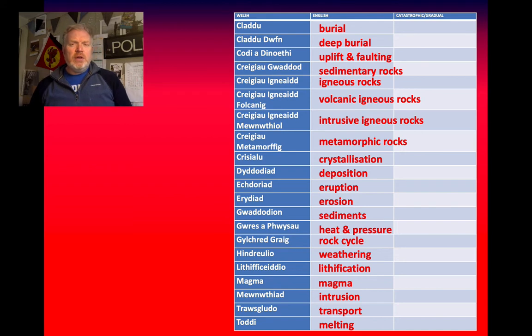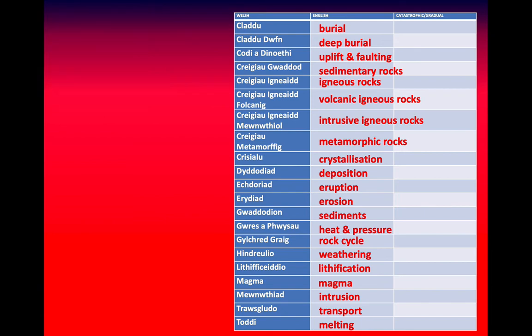So those are all the English terms for our rock cycle. Now, don't worry about the different rock types. So igneous rock, sedimentary rock, metamorphic rock, sediments, that type of thing. Think about the processes, the things that actually change these rocks. Are they catastrophic or gradual? Which of those two terms appears most often in that column? What does that tell us about the rock cycle? Have a think about that.